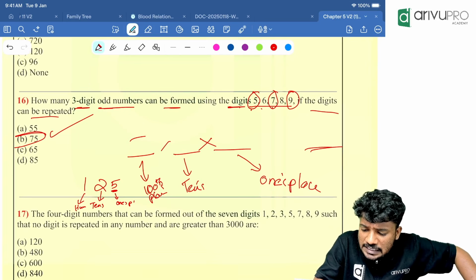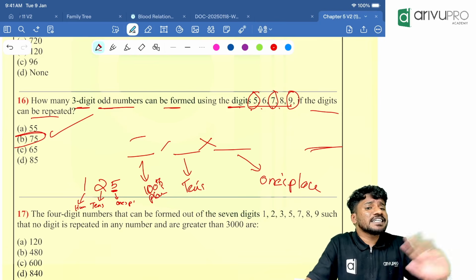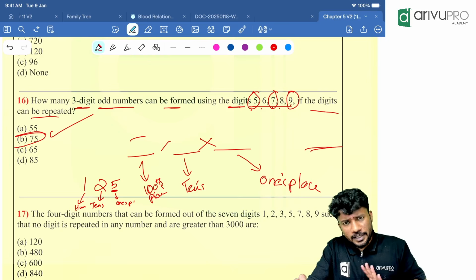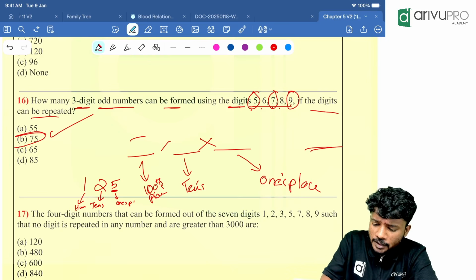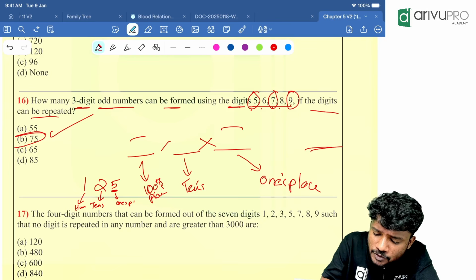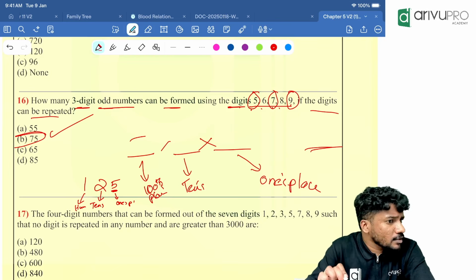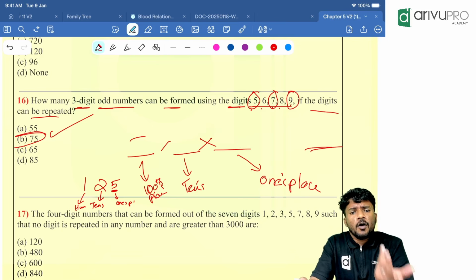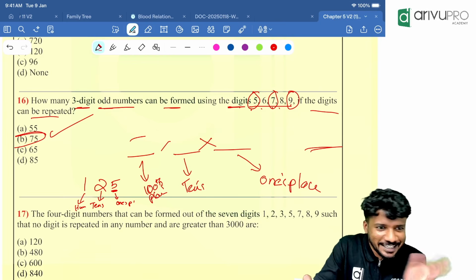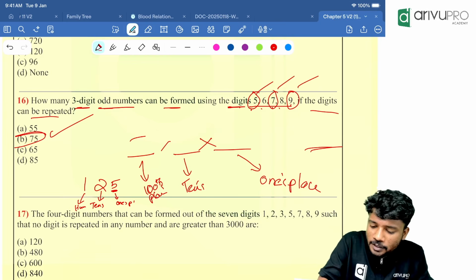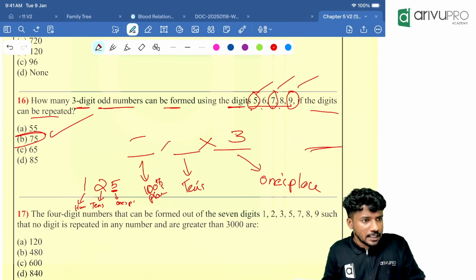So, how many digits are there? 5, 6, 7, 8, 9 are the given digits. We need to form a 3-digit odd number. How to form a 3-digit odd number? Always the ones place should be odd. That means if an odd number sits in the ones place only, it will become an odd number. Otherwise, it will become an even number. Now, how many odd numbers are there? 1, 2, 3 odd numbers are there. Put the 3 over there.